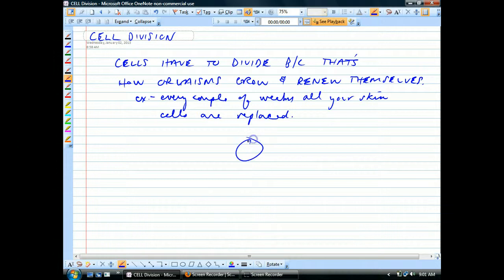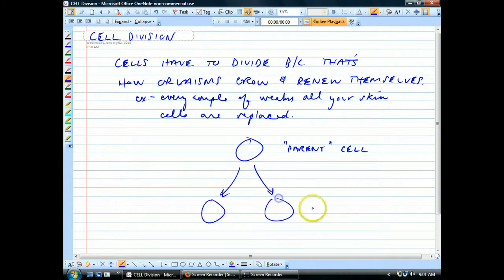So basically you have what's called the parent cell, and the parent cell splits into two daughter cells. That way you have more cells, and now some of them can die, and you still end up with the same total number, okay? So that is the reason for cell division.